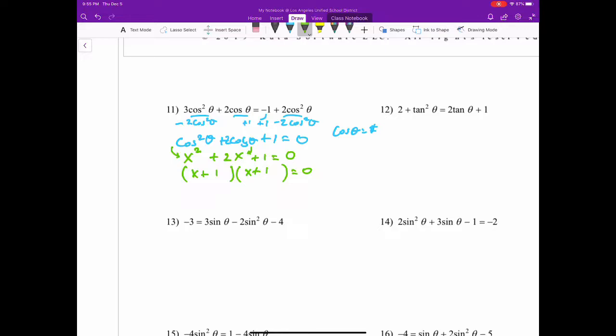So we have 2 separate problems. And now we have to go ahead and solve for these separate problems. Let's go back and write this in cosine. This is really cosine of theta plus 1 and cosine of theta plus 1. Well, just like in algebra 1, we make these both solve separately to equal 0.